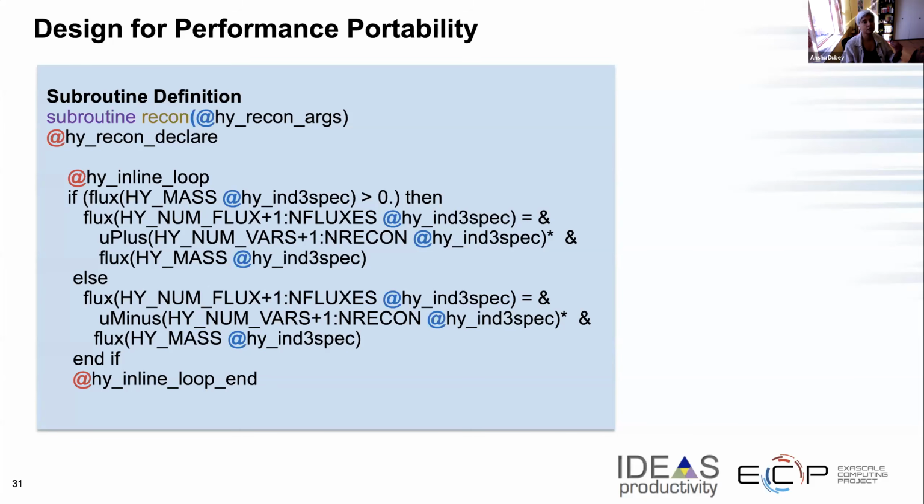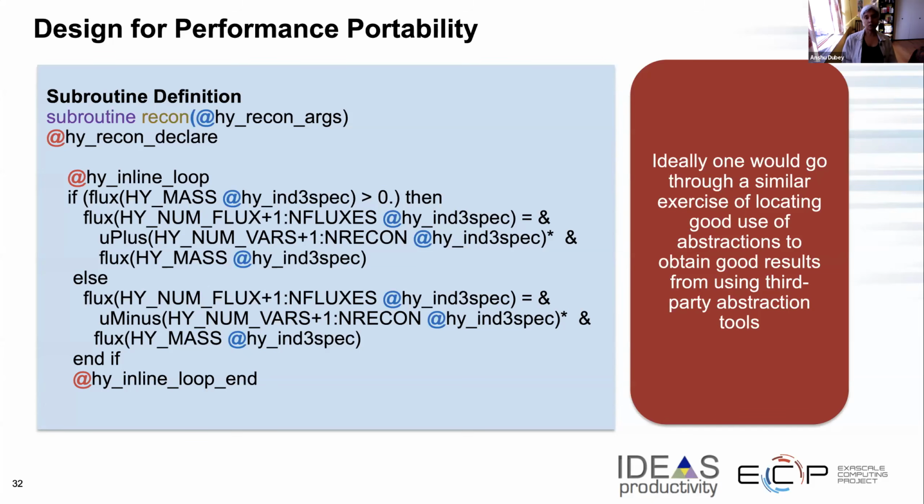And the tool is extremely simple. It is just a key dictionary from Python. So ideally, whether one is doing it with such simple tools one writes, or leveraging community tools, or using abstraction tools like Kokkos and RAJA, good results can only be obtained if one goes through a similar exercise of locating good use of abstractions, and that's the only way of obtaining good results from third-party abstraction tools.